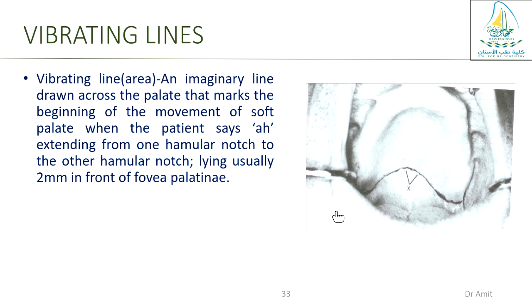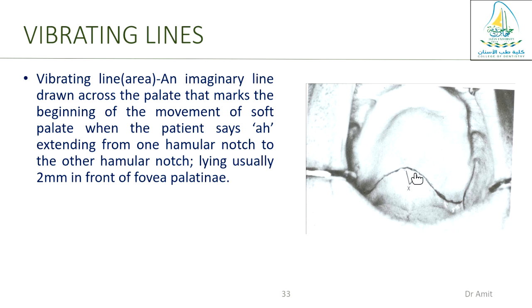Now what is this imaginary line? It is drawn across the palate that marks the beginning of the movement of the soft palate. So we have the hard palate here and the soft palate. So there is the beginning of the movement of the soft palate in this area. So we have to mark this line, and it should extend from one hamular notch to the other hamular notch, and it usually lies 2 millimeters in front of the fovea palatini. We'll be discussing what the fovea palatini is now. So this vibrating line should be marked in the patient's mouth, and our denture should be extended till here. That's why I am discussing it here.